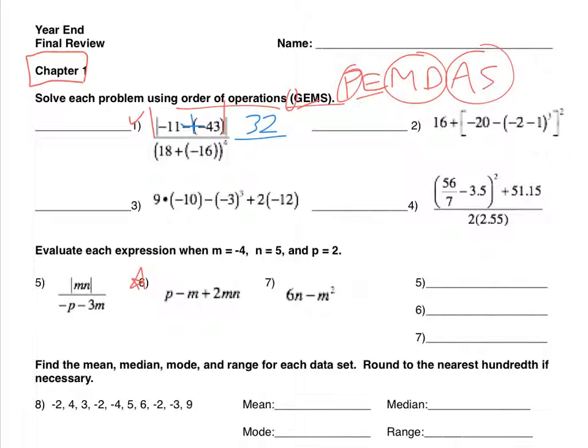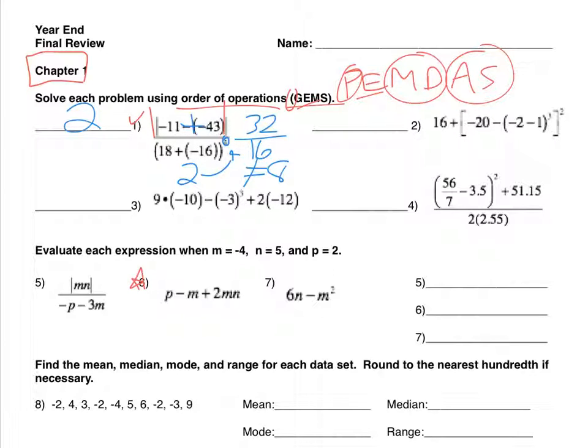And in the denominator, this didn't come across very well, but that exponent is a 4. So we'll take 18 plus negative 16, which is a positive 2. And 2 to the 4th power is not, I repeat, not equal to 8, but 2 times 2 times 2 times 2, which is 16. And 32 divided by 16 is 2.